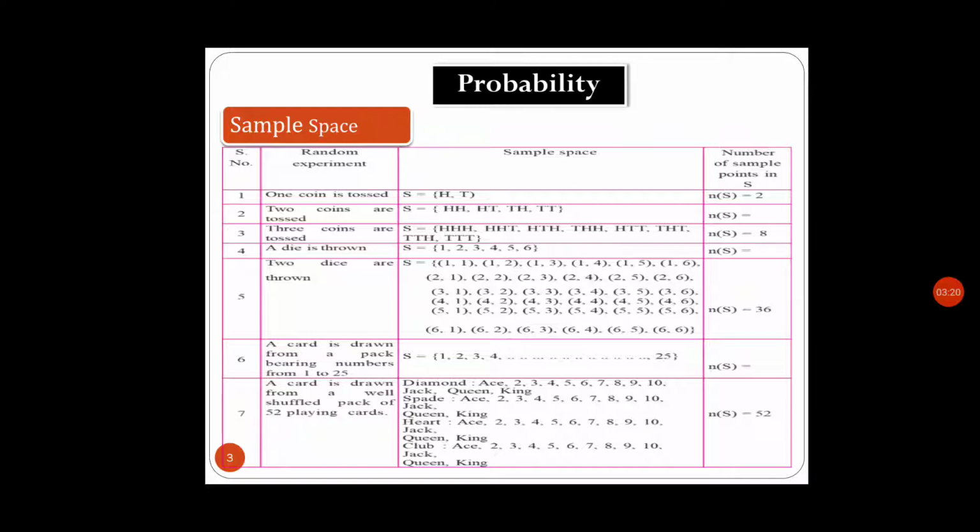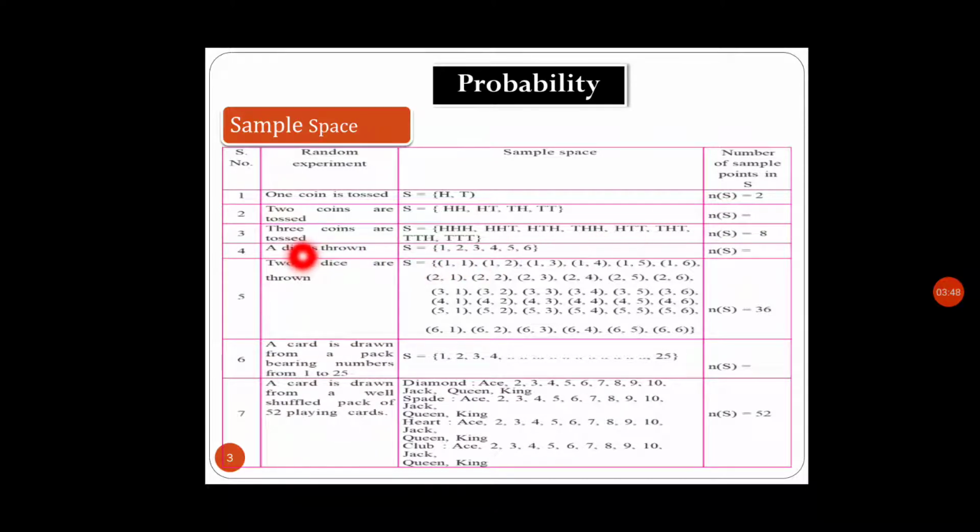The second experiment: if two coins are tossed, then the sample space is S equals {HH, HT, TH, TT}, and n(S) is equal to 4. How many elements are here? There are 4 elements. That's why n(S) is equal to 4.